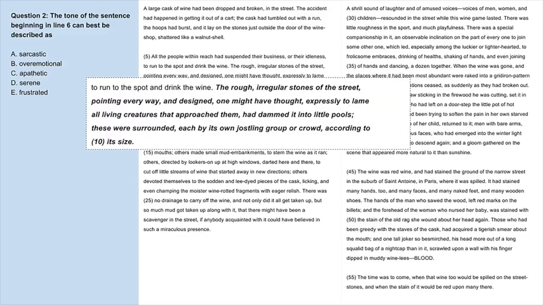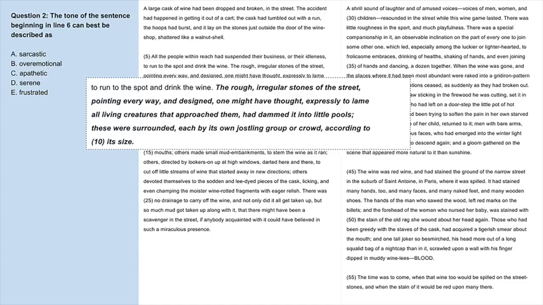Question 2. The tone of the sentence beginning on line 6 can best be described as what? So let's read the sentence that begins in line 6. The rough, irregular stones of the street, pointing every way, and designed, one might have thought, expressly to lame all living creatures that approached them, had dammed it into little pools. These were surrounded, each by its own jostling group or crowd, according to its size.